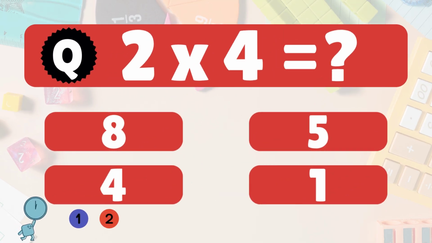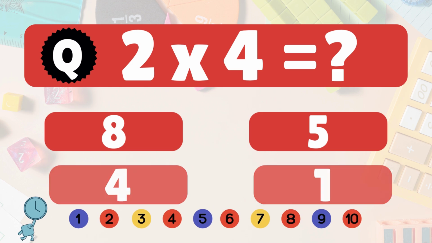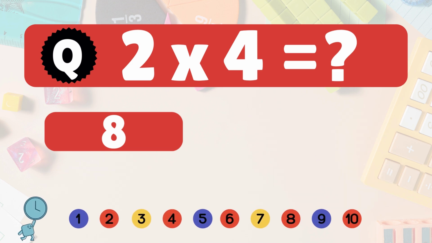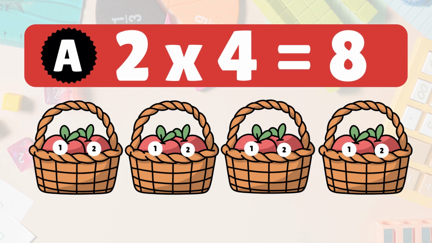Next, 2 times 4 is what? Two times 4 is 8. Here we have 4 groups of 2 apples each. Let's count them all. 1, 2, 3, 4, 5, 6, 7, 8. So 2 times 4 is 8 apples.